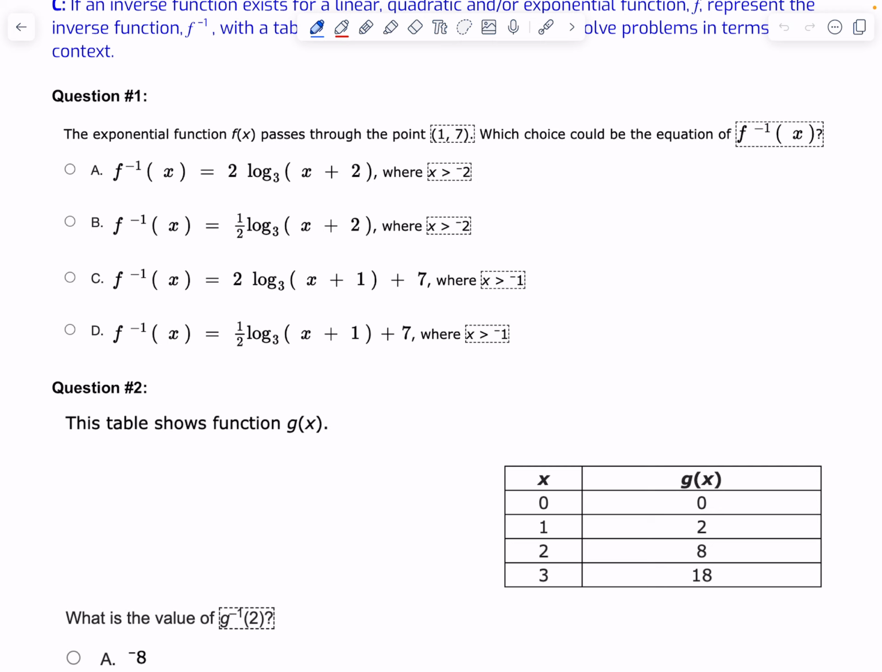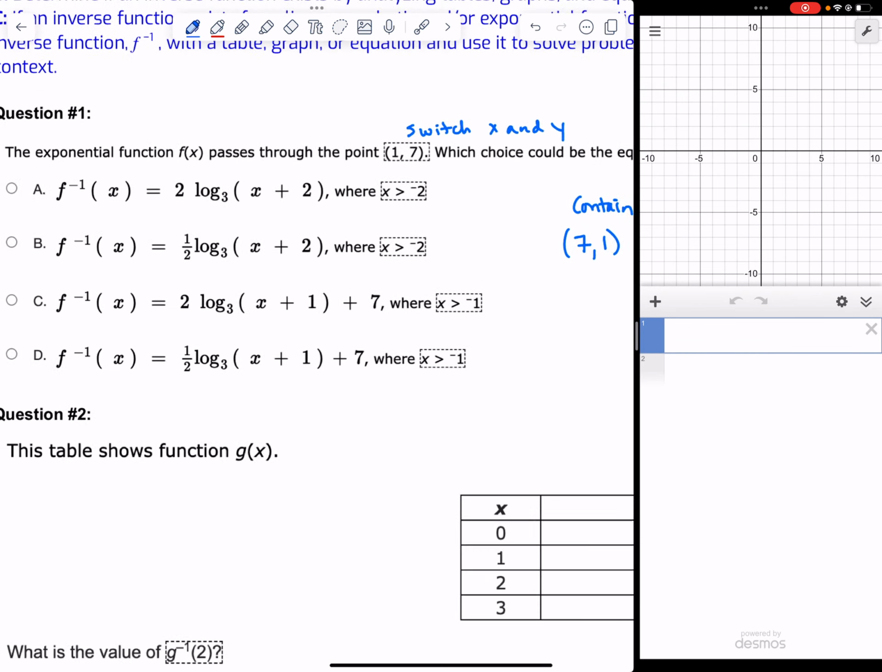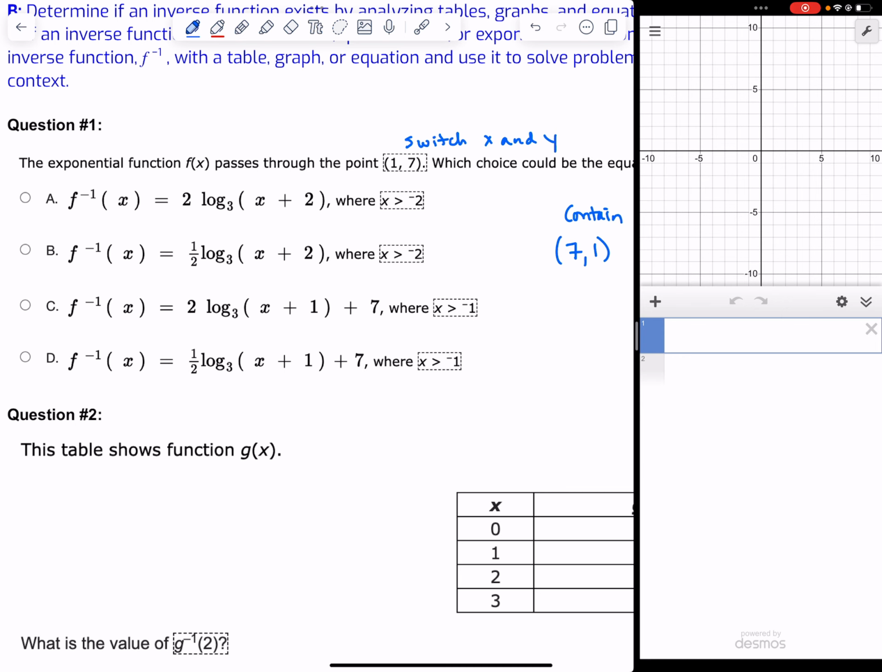So a big concept with inverse functions is to switch the x and the y. So if we switch x and y for the inverse, we're looking for which one of these functions will contain the inverse point, which is (7, 1). And in order to figure that out, I am going to use Desmos to just type in these answer choices and figure out which one would make sense. So we just got to be careful typing all the details in.